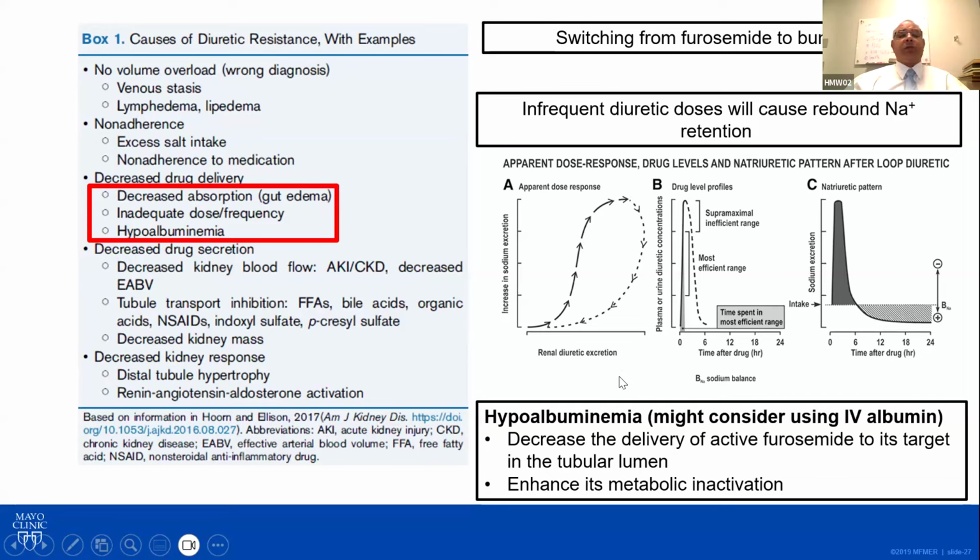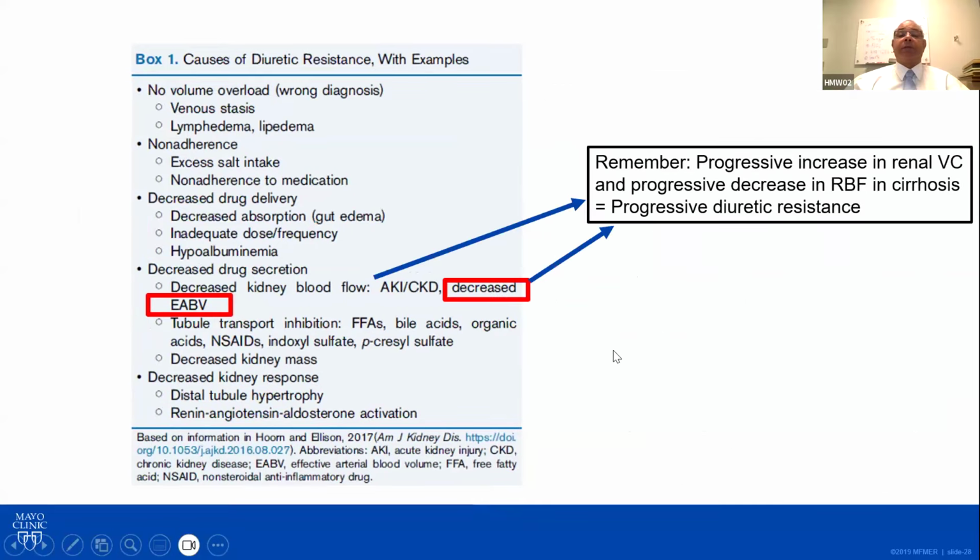Cirrhosis is different. Some people say it's beneficial, some people say it's not. So it depends on what your practice is. Another important cause for diuretic resistance is, again, decreased drug secretion.